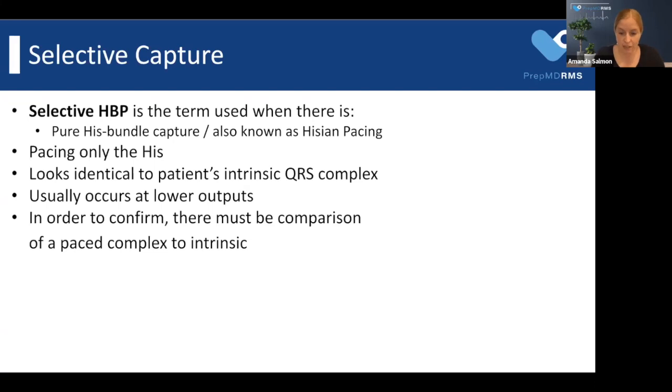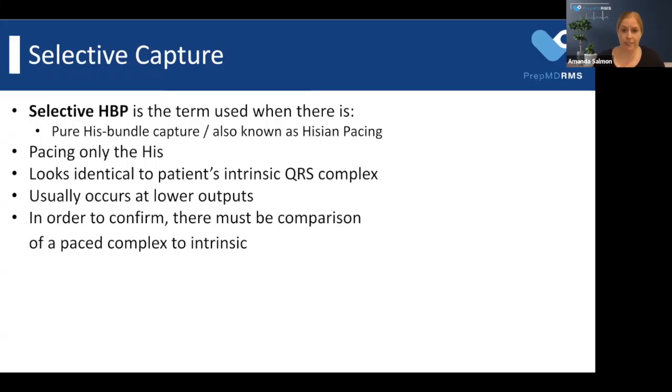His bundle pacing. We can have two types of capture that are considered His bundle pacing, and then we have another type of capture, which I'll talk about. But these two types of capture where we know we are capturing the His are called selective and non-selective. So I'm going to walk through each one individually and then show a couple of examples. Selective His bundle pacing is the term that we use when we have pure His or only His pacing.